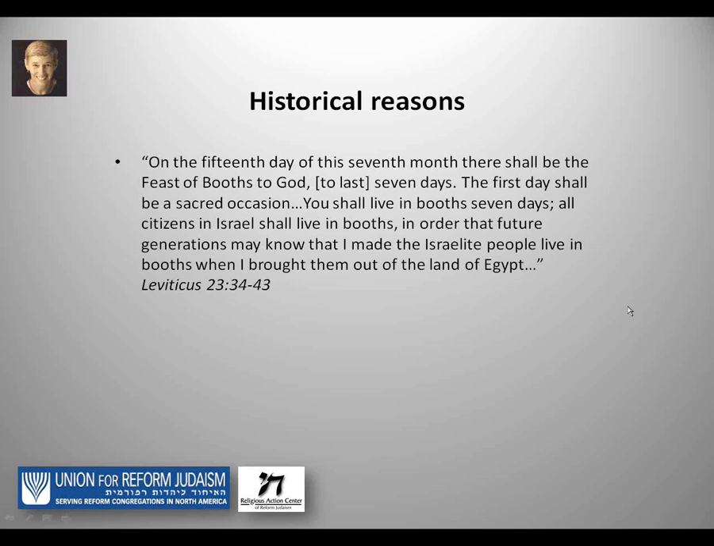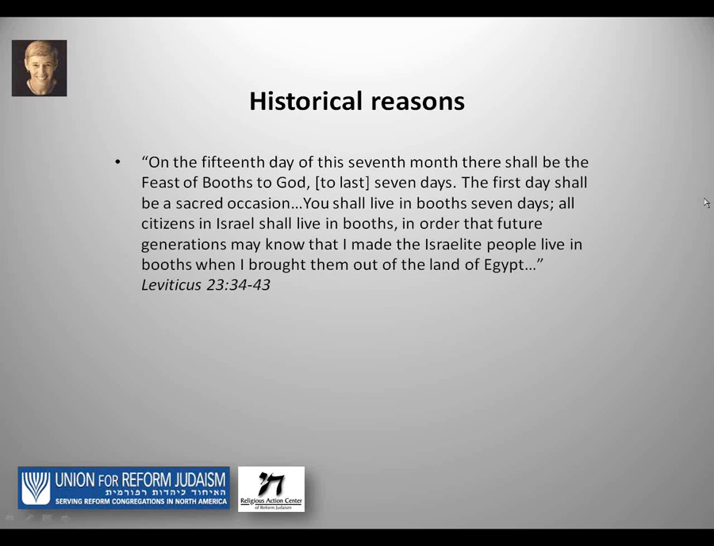And those of us who live in a particularly Jewish neighborhood or a particularly religious Jewish neighborhood can walk around and see Sukkot of all sizes hanging off balconies, built in yards. Those of us who have had the opportunity to spend time in Israel during Sukkot know that we truly see that people do erect Sukkot everywhere. For us, often it's just in the synagogue yard, but in intense, observant Jewish neighborhoods, we see many of them. Here is the historical reason: "In order that future generations may know that I made the Israelite people live in booths when I brought them out of the land of Egypt."